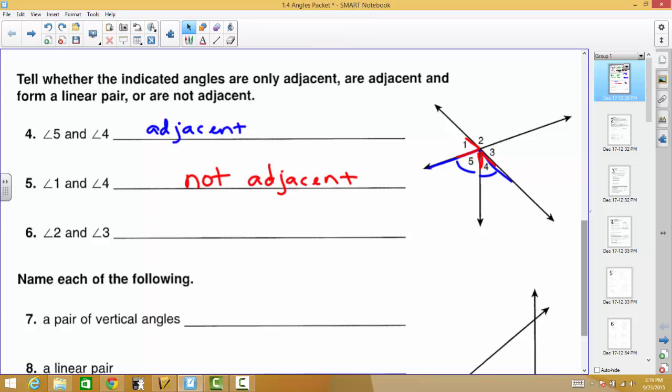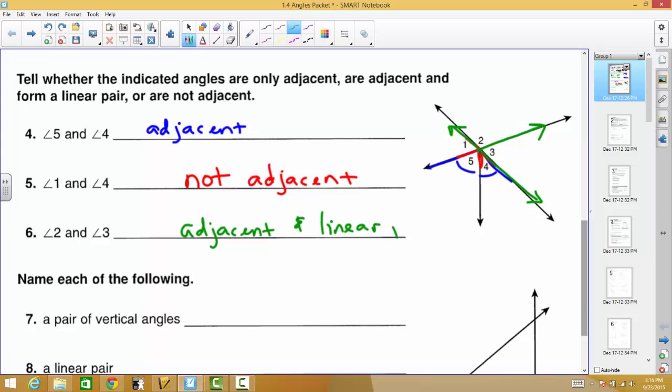And 2 and 3, that's this right here. See how you can draw that straight line? That's 180 degrees. So that's how you know these are adjacent. And they form a linear pair. They form a line.